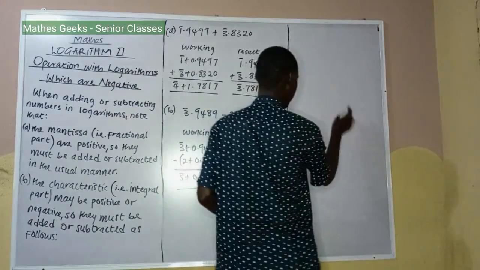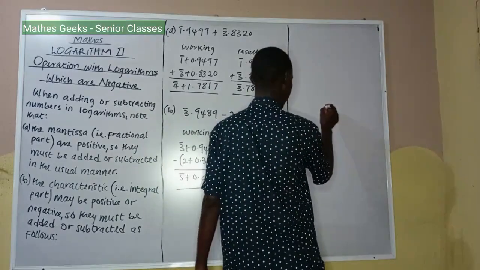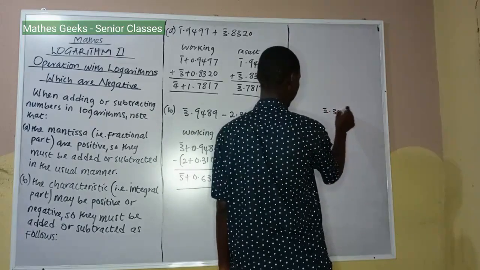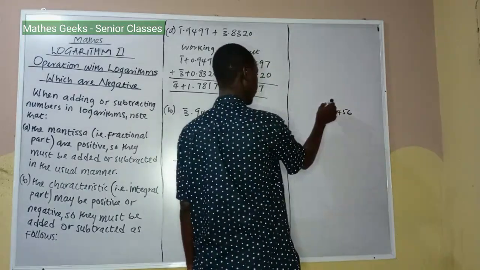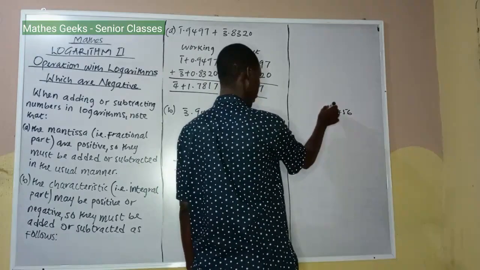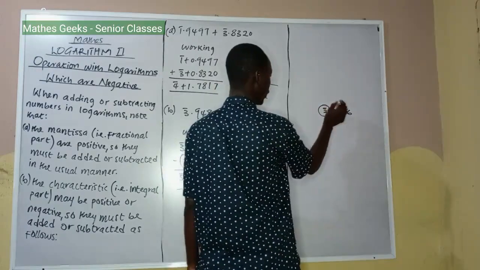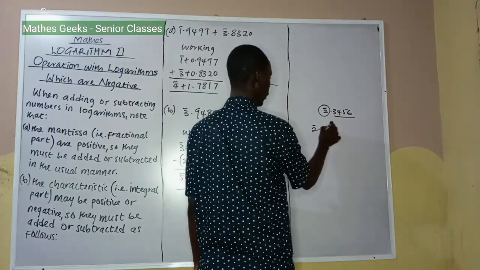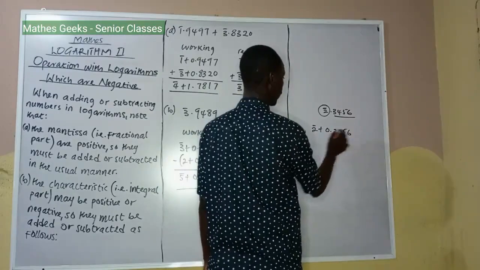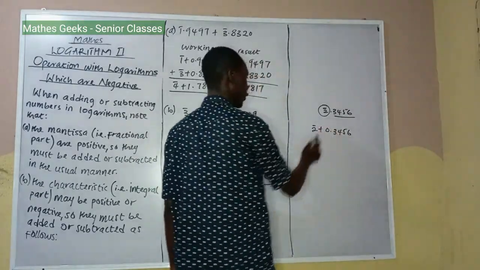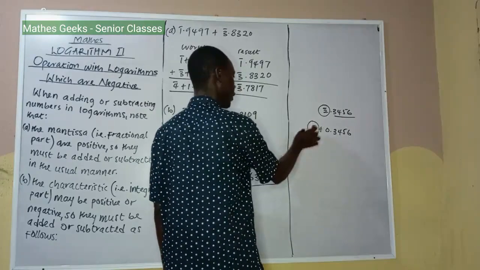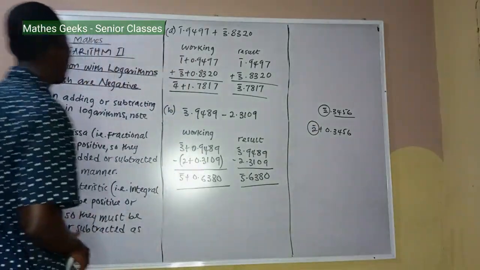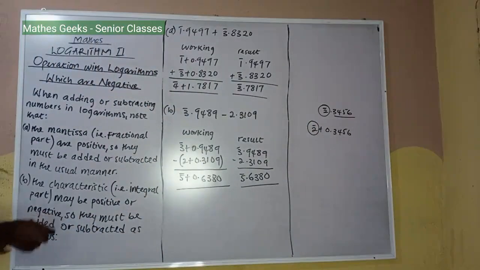Don't forget that in one of the lessons I said that if we have something like bar 2.3456, this bar is only for the characteristic. It shows that the characteristic is negative, but the mantissa part is always positive. So this could be written as bar 2 plus 0.3456, which indicates that the mantissa part is always positive, while the characteristic part may or may not be positive. So in this case, it is negative. So now I want to look at operations with logarithms which are negative.